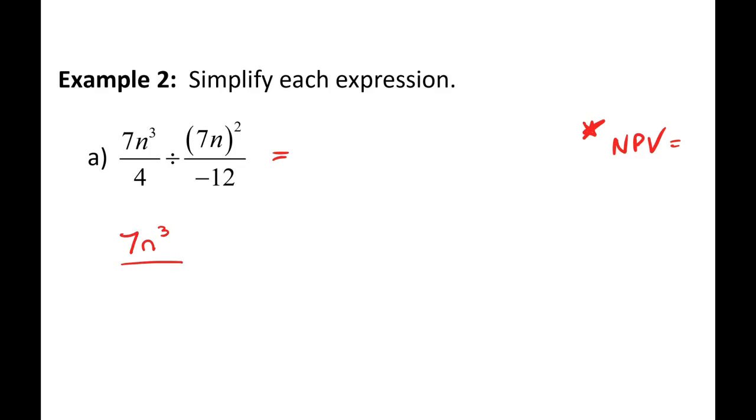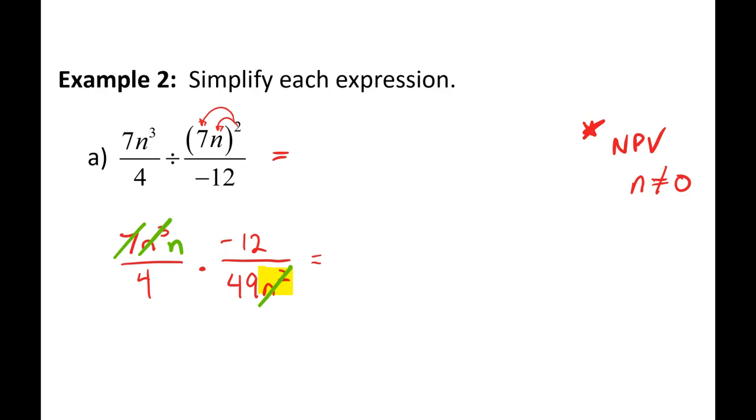I'm going to write 7n cubed over 4 times negative 12 over 49n squared. Okay, notice I wrote 49 because 7 is squared and n is squared. So now I want to do my NPVs, and you should recognize here that n cannot be 0. Alright, so there's my NPV. Okay, now let's simplify. Can I cancel anything out here? Yes, I see 2 n's, and if I cancel out 2 n's there, there's 1 n left.